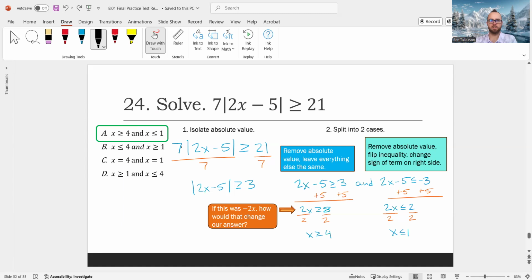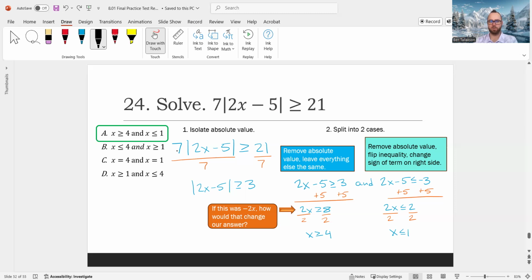So you don't want this 7 here. And 7 is touching, right? We don't see a plus or a minus or anything else. So remember in math, touching always means multiply. Inverse is divide. Now we have the absolute value isolated.